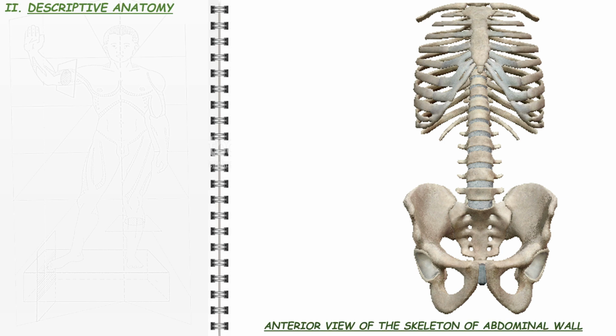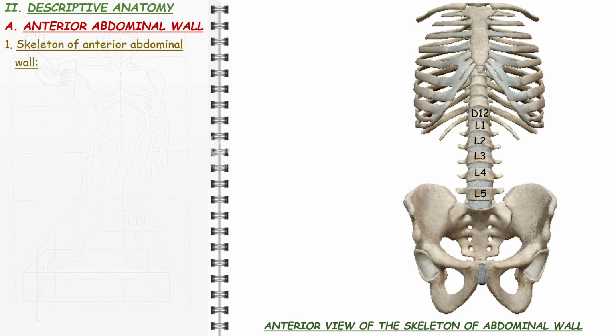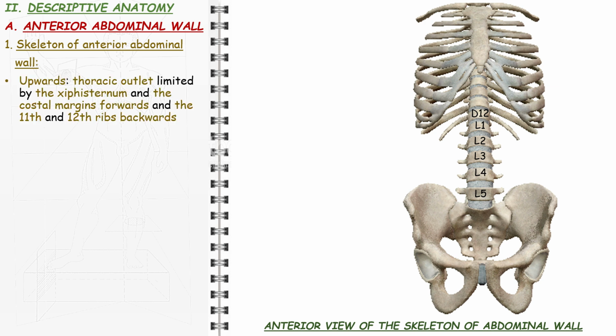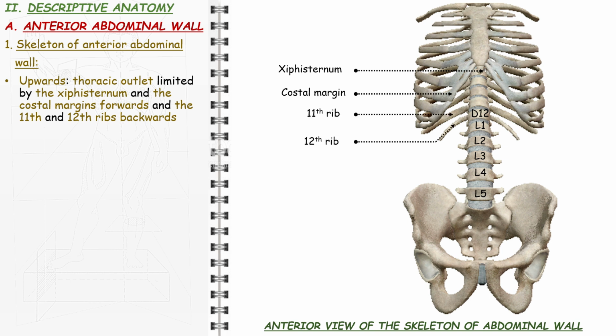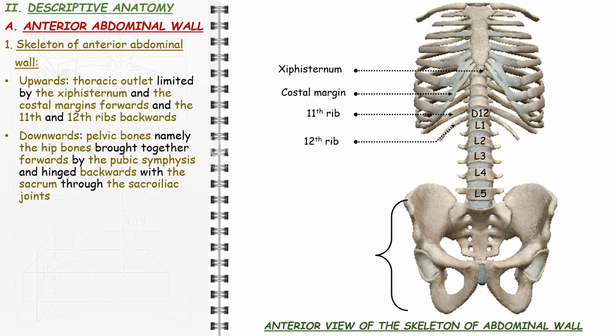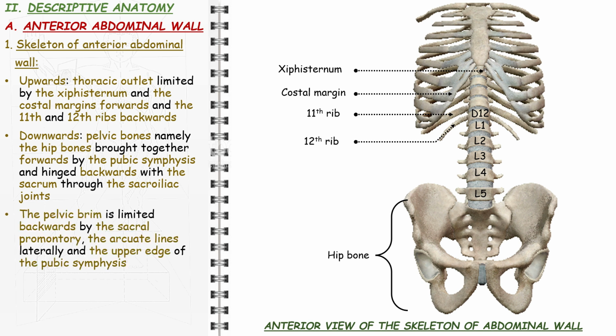Beginning with the anterior wall, let's fix its skeletal limits. The skeleton of the anterior abdominal wall consists of, upwards, the thoracic outlet limited by the xiphosternum and the costal margins forwards and the 11th and 12th ribs backwards; downwards, the pelvic bones, namely the hip bones, brought together forwards by the pubic symphysis and hinged backwards with the sacrum through the sacroiliac joints. The pelvic brim is limited, backwards, by the sacral promontory, the arcuate lines, laterally, and the upper edge of the pubic symphysis at the front.